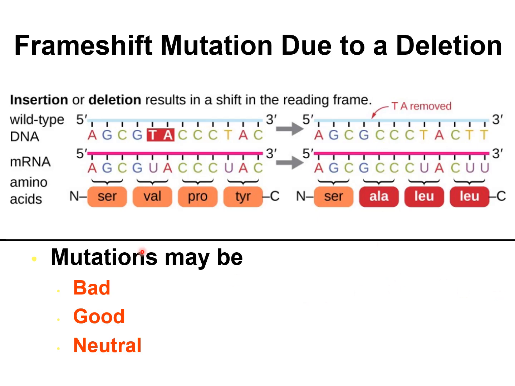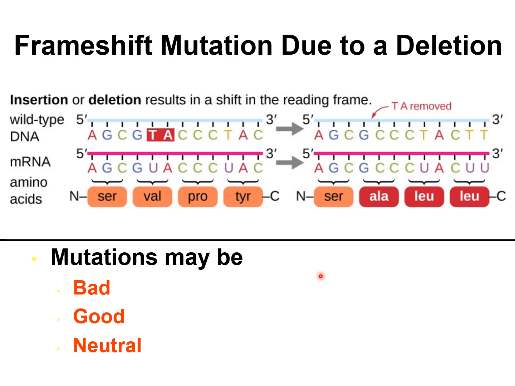Okay, and then just the last thing to mention, mutations can be either bad, good, or neutral. So it just depends. So a lot of times we think mutations are bad, and for good reasons. So some examples of bad mutations. They can cause cancer. They can also cause some other genetic diseases like cystic fibrosis, sickle cell anemia, muscular dystrophy. There's a lot of genetic diseases that are out there that are caused by bad mutations.